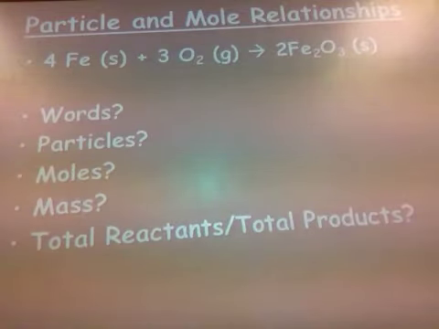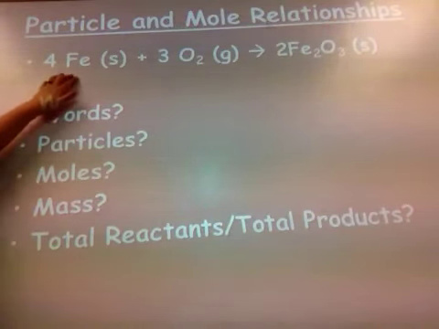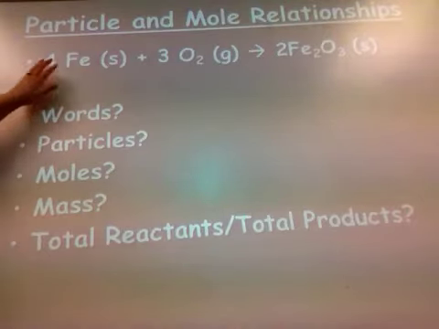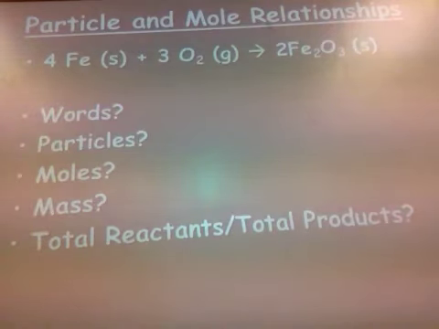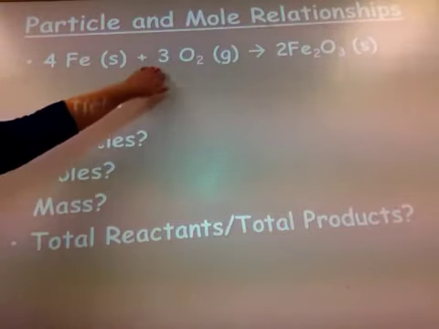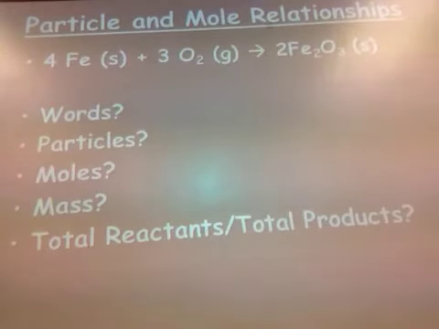If I were to ask you to say it in terms of particles, I would say I have 4 iron atoms, because it's just a single element there, so they must be atoms. So 4 iron atoms plus 3, how would I say O2? Since there are 2 oxygen atoms and they're bonded, that makes it a molecule. So 3 molecules of O2. So I have 4 iron atoms reacting with 3 molecules of O2 will produce 2 formula units of iron 3 oxide.